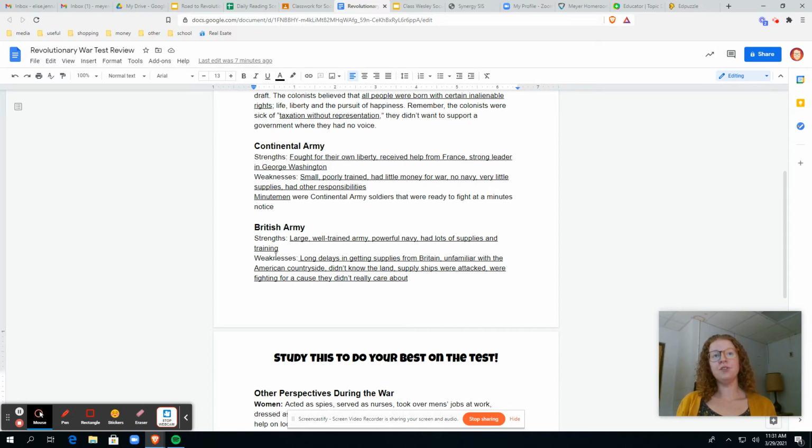The British Army, their strengths were they were a large, well-trained army. They had a powerful navy, lots of supplies, lots of training. They were well established. This army had been around for a long time, so they were very powerful. Their weaknesses, since they were fighting a war across the ocean from where they live, there were long delays in getting supplies from Britain. They were unfamiliar with the countryside. They didn't know the land. They'd maybe never even been there before this. Supply ships were attacked when they were trying to bring them more supplies, and they were fighting for a cause they didn't really care about. People in Britain were not on board with this.